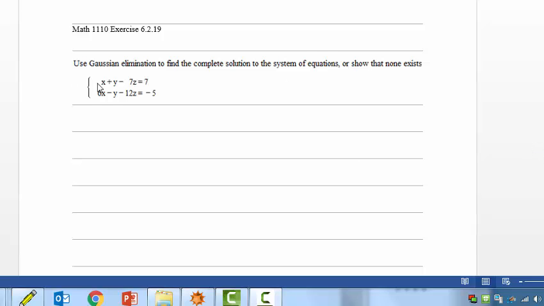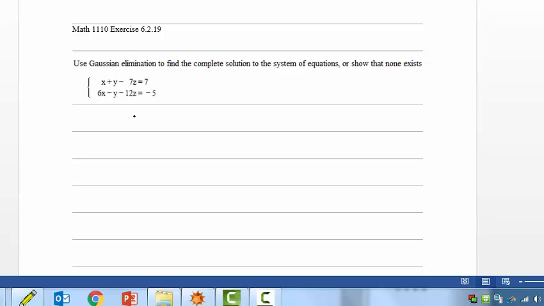Let's take a look at exercise 6.2.19, and let's use Gaussian elimination to find the complete solution to this system of equations, or we'll show that no solutions exist. So let's take a look at this one, and notice that we have 3 variables and only 2 equations. Whenever that happens, you cannot get a unique solution.